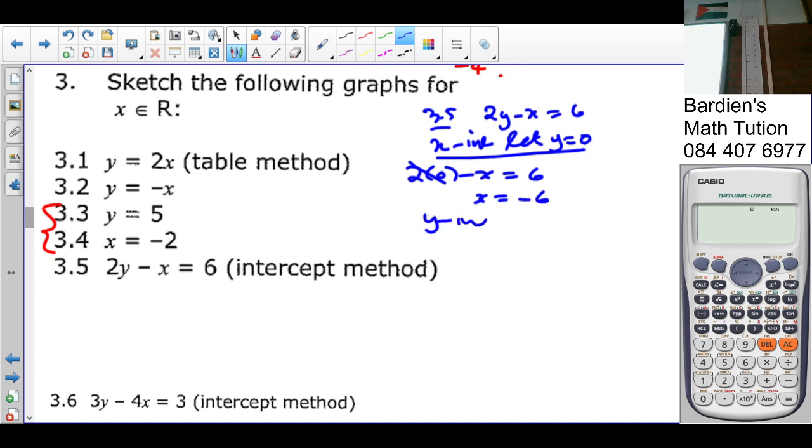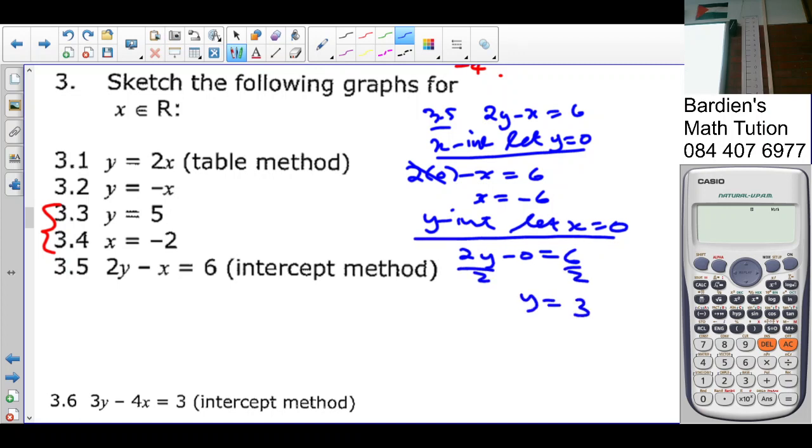Y-intercept, what do you do for the y-intercept? Get x equal to 0, not so? So we have 2y minus 0 equals 6. So 2y is equal to 6, so I divide by 2. So y is equal to 3. And that's enough information to draw the graph.